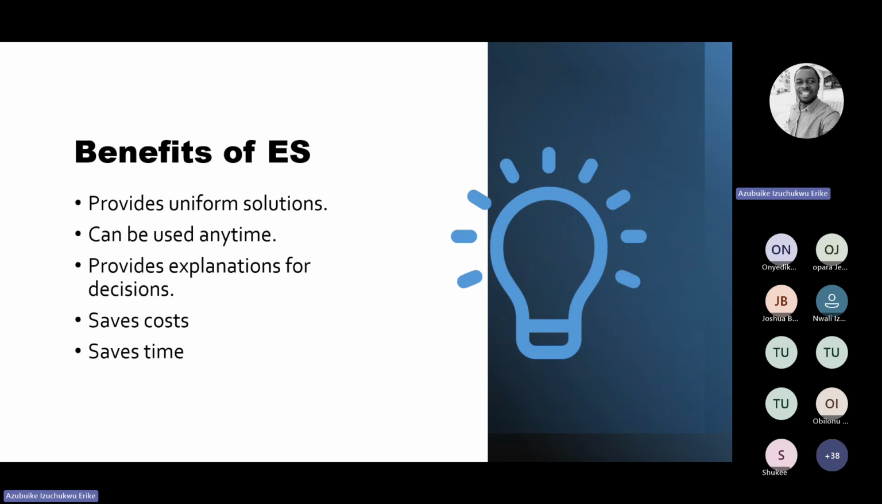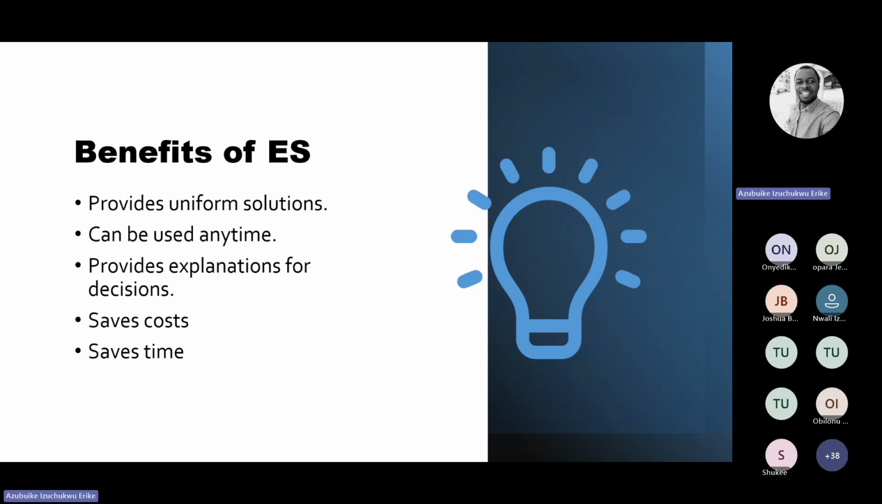It provides explanation for the decisions that it took, so as to inculcate trust in the people that are using the expert system. Then it saves costs. Imagine consulting a doctor over your mobile phone versus going to the hospital. So it's not just cost; it saves time. Because when you go to a hospital, it's possible in our environment that you are going to waste the whole day there because you are following a protocol.